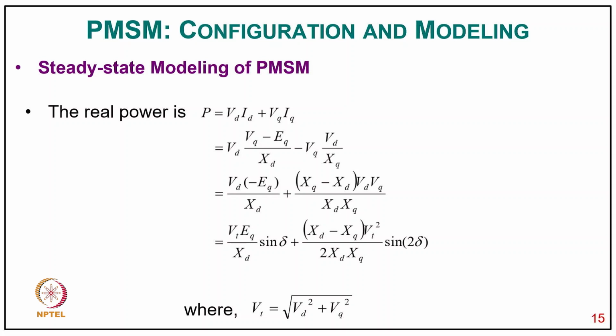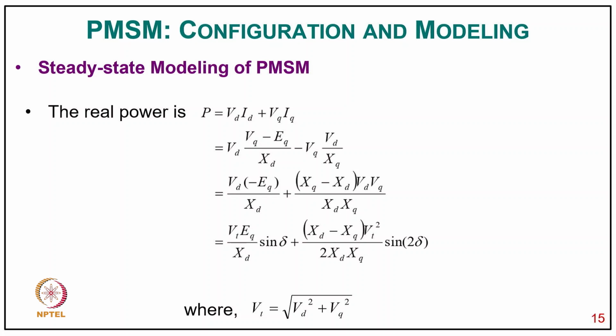and that becomes equal to V2 minus EQ upon XT plus XQ minus XD divided by XD XQ VD into VQ, and that becomes VT into EQ divided by XD into sine delta plus XD minus XQ into VT square upon 2 XD XQ into sine 2 delta, where VT equal to under root VD square plus VQ square.